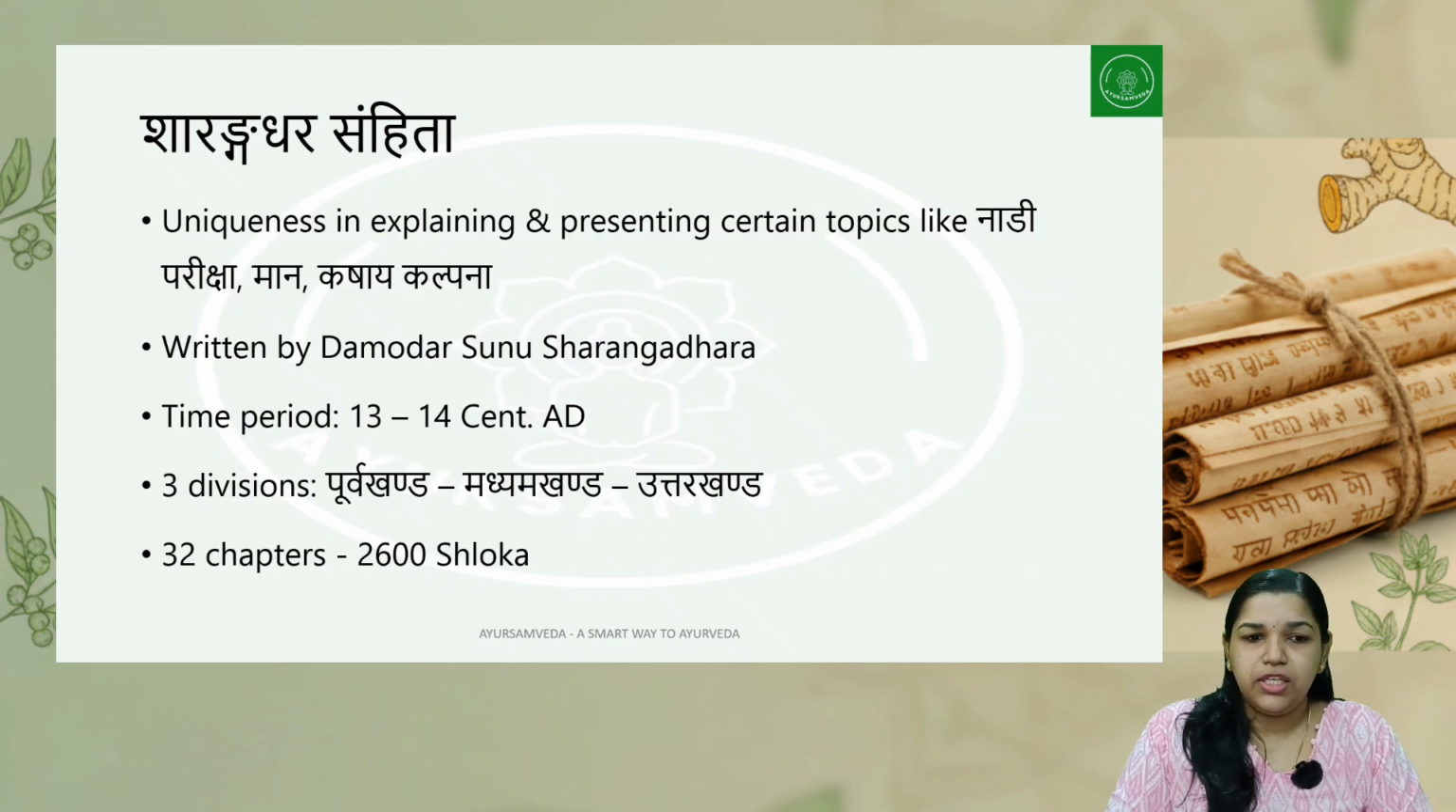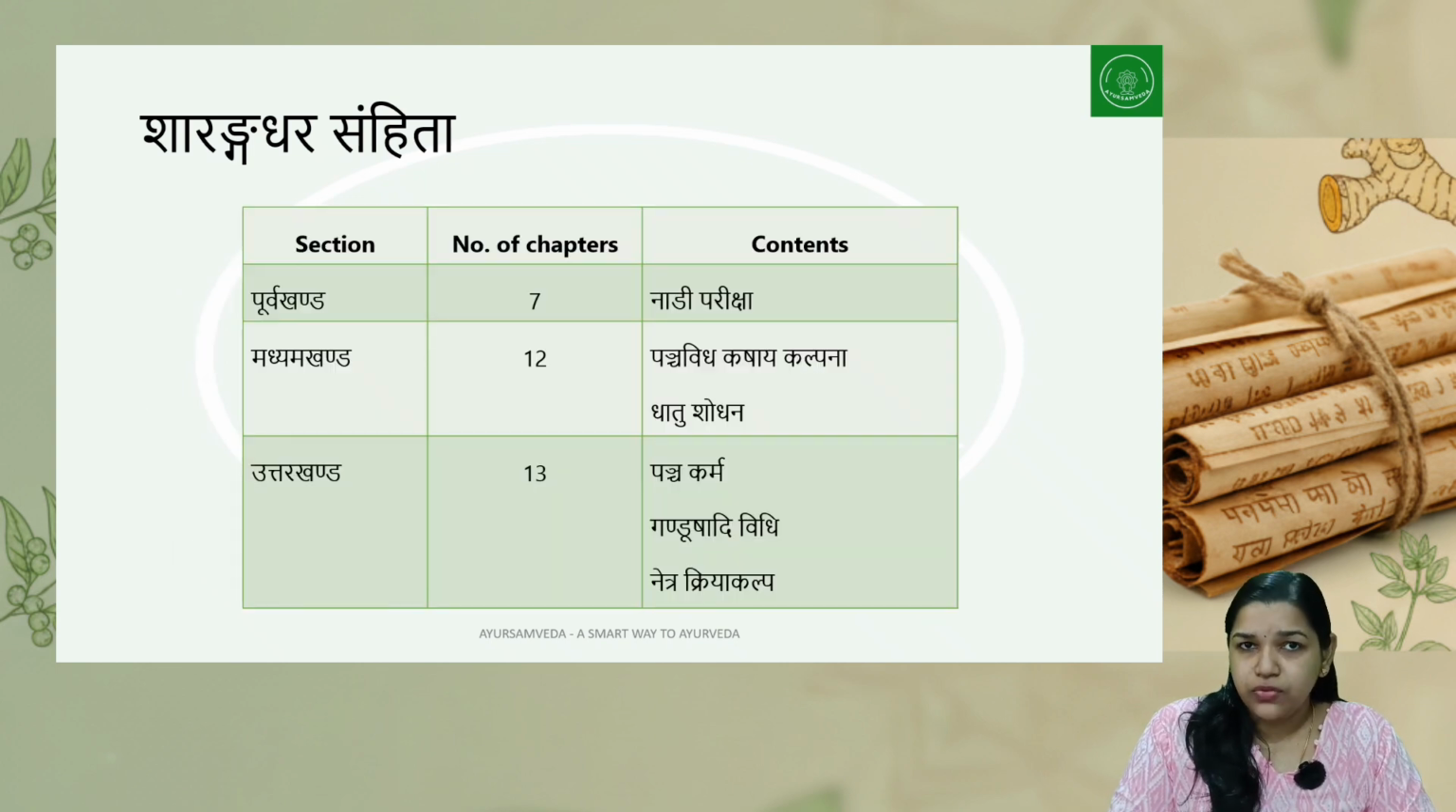Moving with the Sharangadhara Samhita, the uniqueness in explaining and presenting certain topics like Nadi Pariksha, Mana, Kashaya Kalpana, etc. can be seen in the Sharangadhara Samhita. It is written by Damodara Sunu Sharangadhara in 13th to 14th century AD. This Samhita contains three sections, that is Purvakhanda, Madhyamakhanda and Uttarakhanda, wherein 32 chapters and 2600 shlokas are explained. The first section, the Purvakhanda, contains 7 chapters which give a detailed description of Nadi Pariksha.